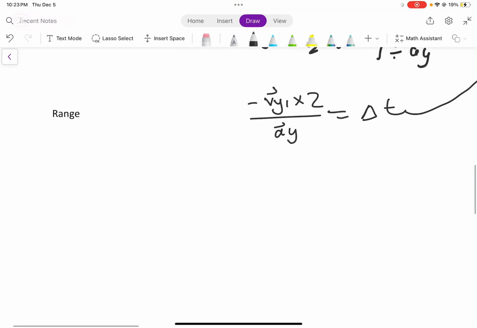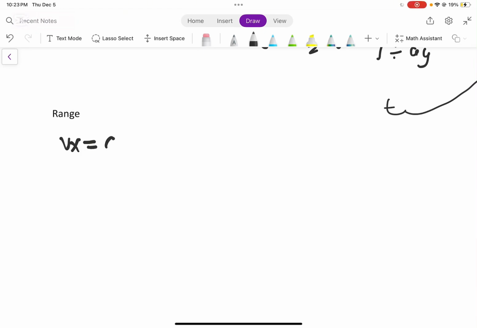Part B asks, what is the range? We have to find the range. Well, if you remember what we were previously talking about, Vx being constant.